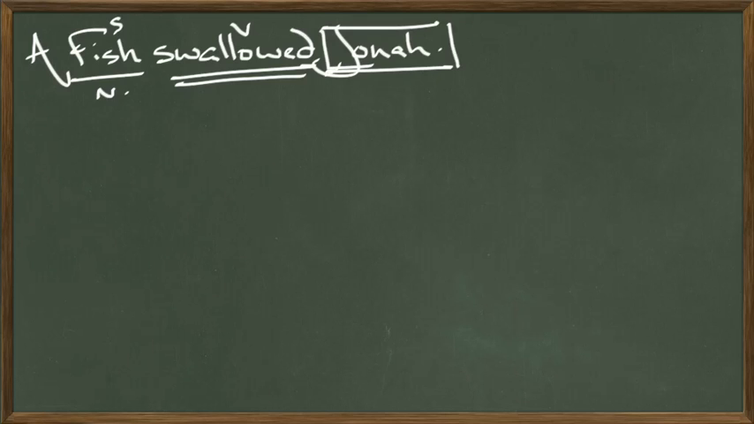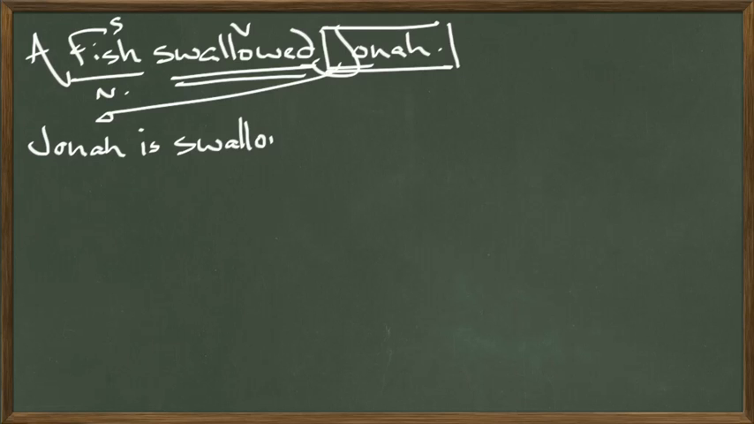Okay, Jonah is now the subject of the sentence. Jonah is, let's throw out being. We don't need it. Jonah is swallowed. We could say Jonah is being swallowed. Jonah is swallowed by a fish. Alright, so now we have a passive sentence.